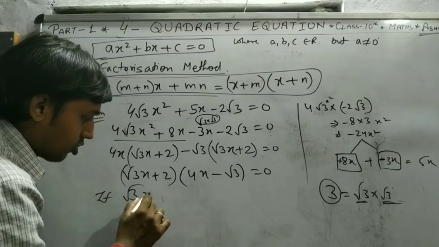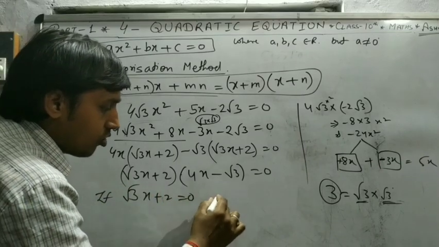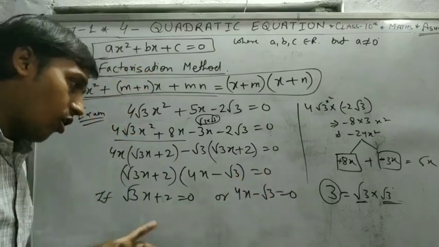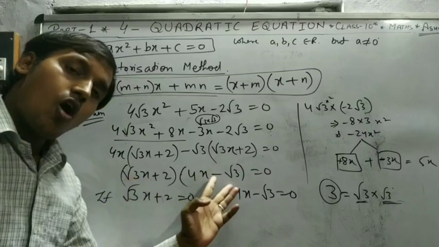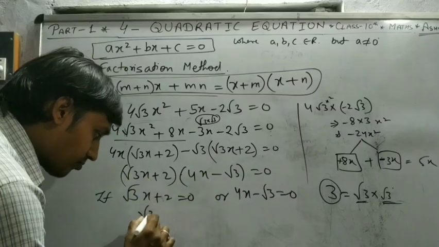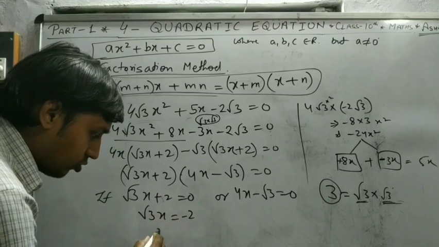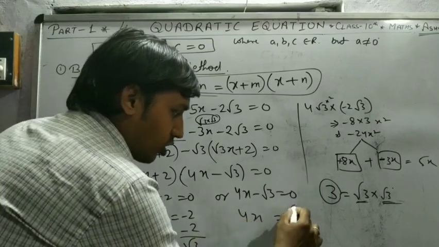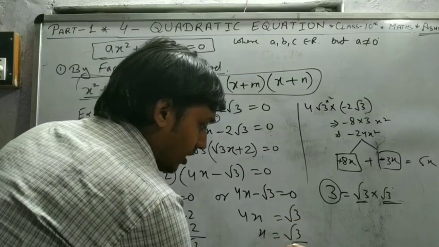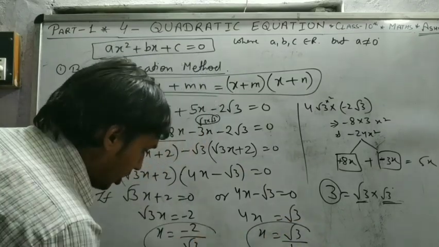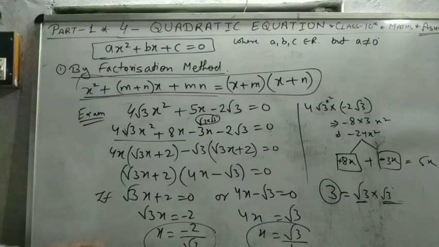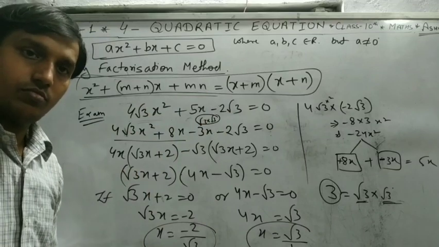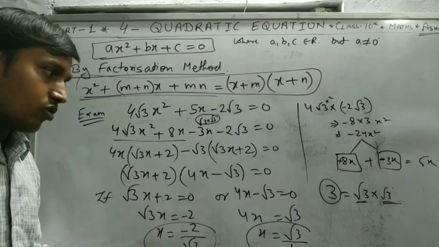If root 3x plus 2 is equal to 0 or 4x minus root 3 is equal to 0, this is for all the cases: either this is 0 or this is 0. If this is 0, root 3 x is equal to minus 2, so x is equal to minus 2 by root 3. 4x is equal to root 3, so x is equal to root 3 by 4. So, they are the roots of the given quadratic equation. Pause the video, note down.